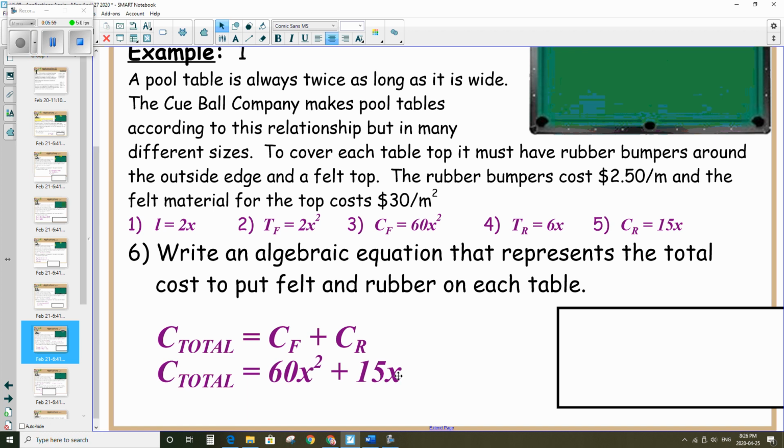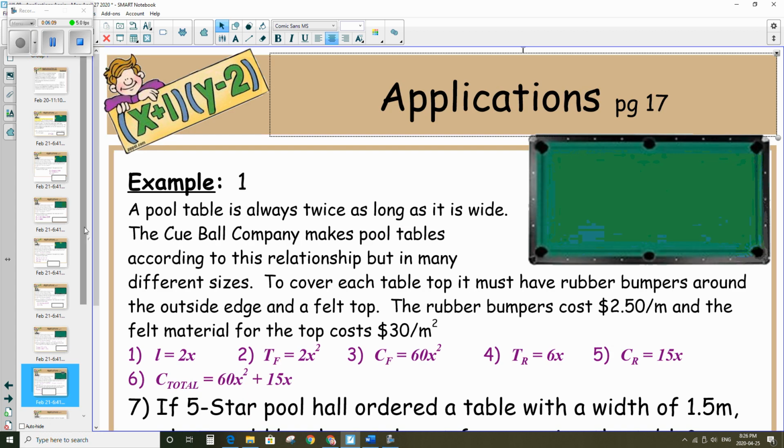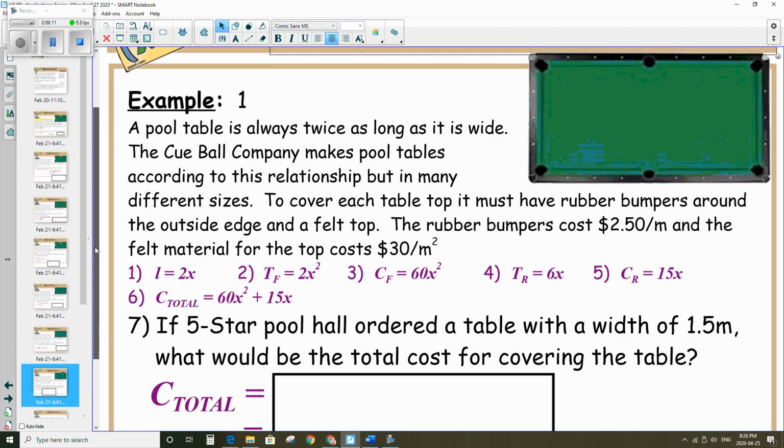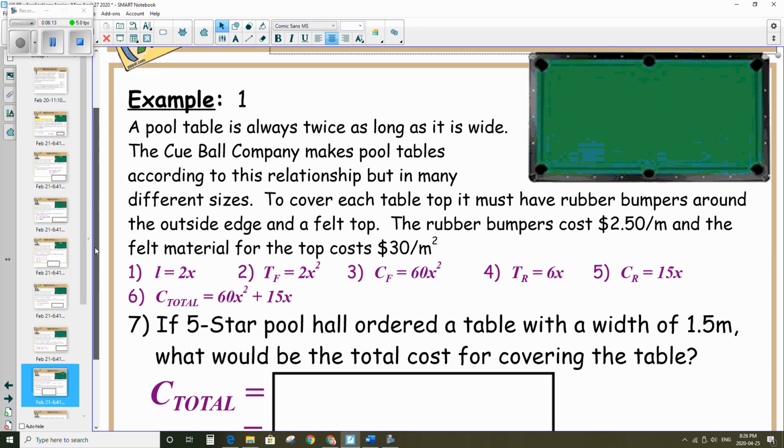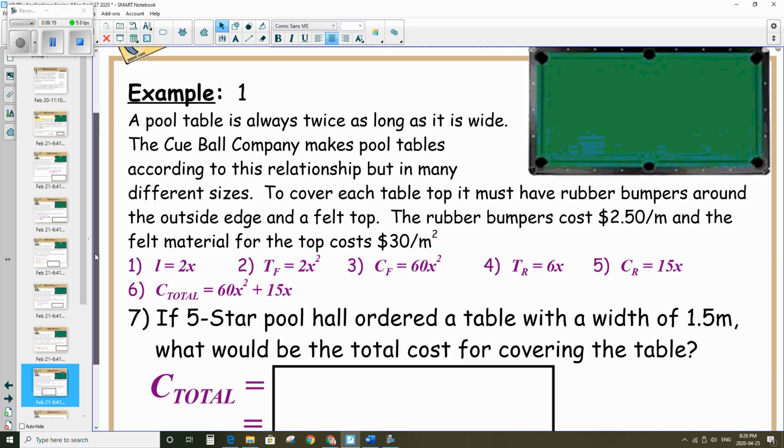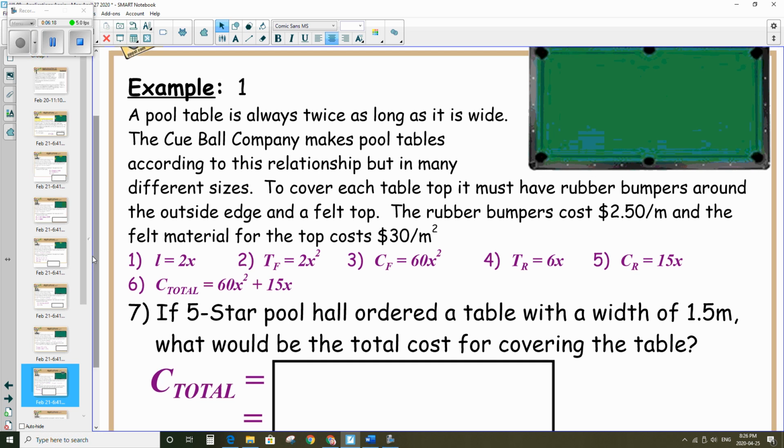Okay, they have different endings, so we can't actually combine them. This is as far as we can go, but that's an expression to represent the cost of the felt and the rubber together. For number 7, we're given a width of 1.5 meters, and we want to figure out what the cost would be to cover that table.